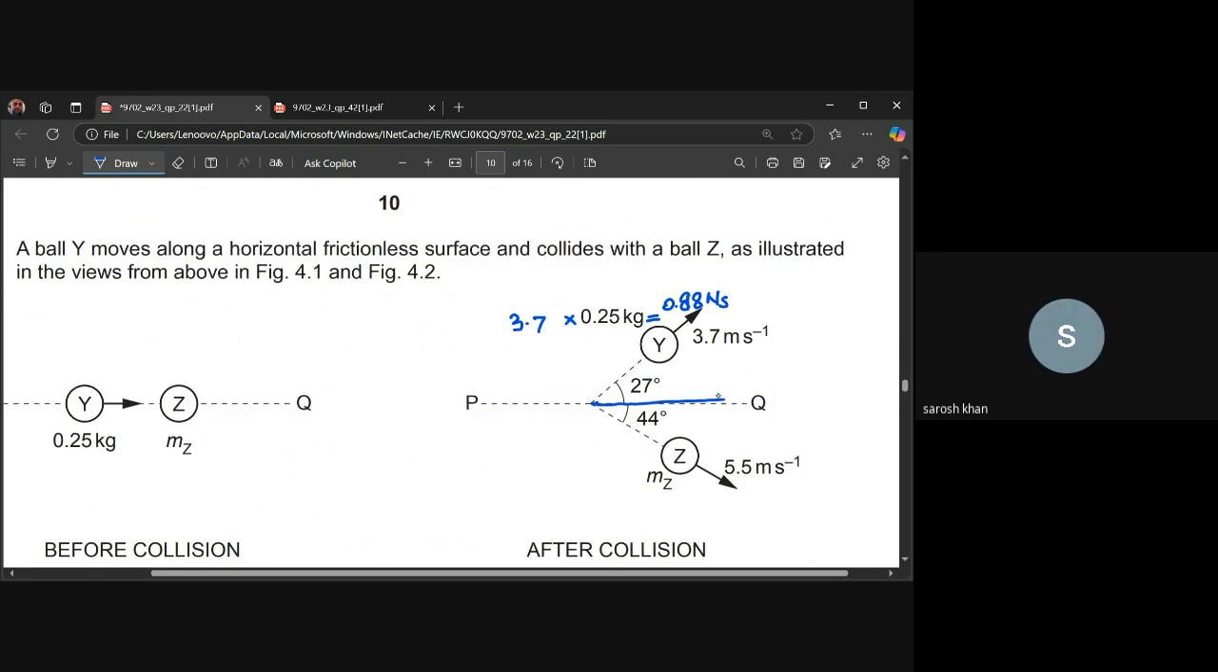Oh, horizontal, sorry, sir. I already gave the vertical component. I was thinking it was 0.9 something. Yes, the momentum is 0.93. So this horizontal component will be the original 0.93 times cos 27, and the vertical component will be 0.93 times sine 27.